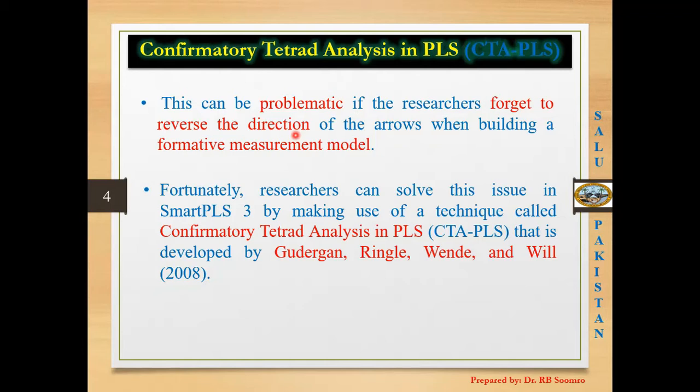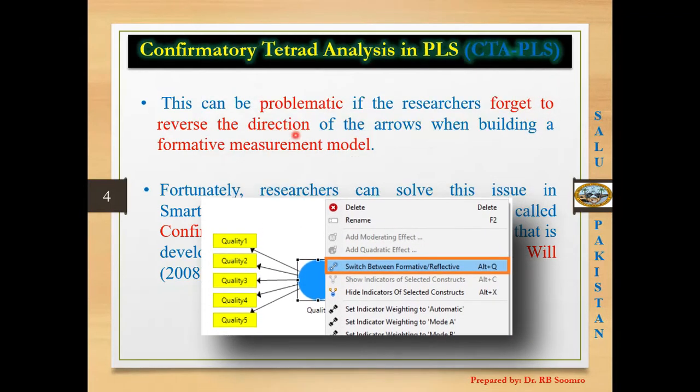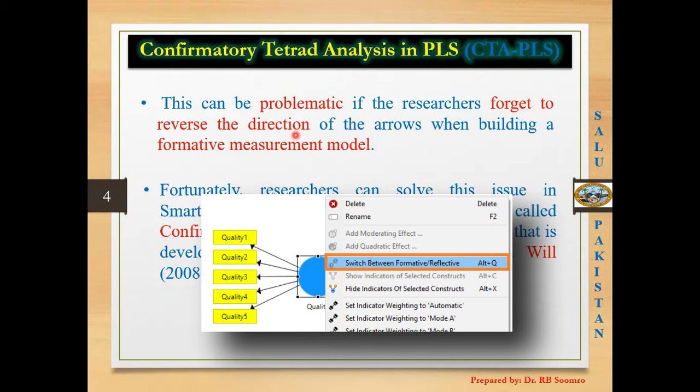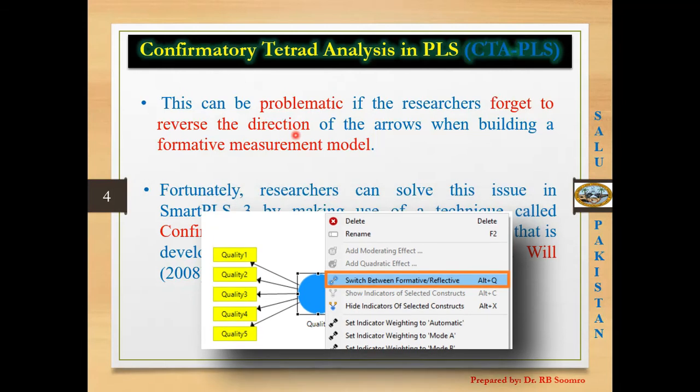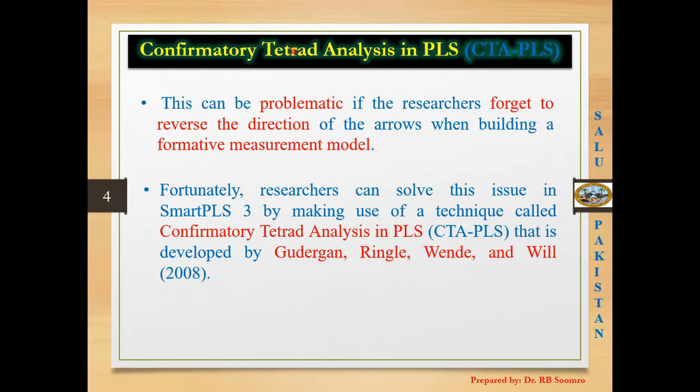So how to change arrows? In the image you are looking at here, it is shown how, through one tool which is available, you can change reflective into formative and vice versa. Furthermore, fortunately, researchers can solve this issue with SmartPLS and confirmatory tetrad analysis. So how to distinguish between the formative and reflective measurement model? PLS-SEM SmartPLS provides this opportunity through confirmatory tetrad analysis.